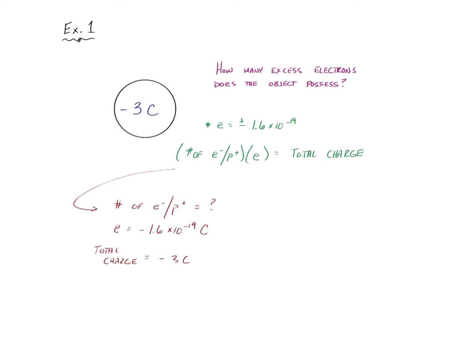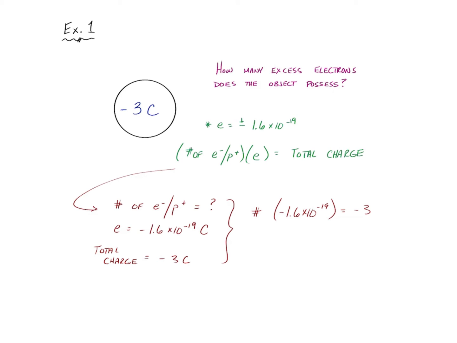So now I can list out what I'm given. I don't know the number of excess electrons or protons. That's what we're looking for. But I do know, as always, the elementary charge, which in this case we'll use as the negative 1.6 times 10 to the -19th, since it has more electrons, and the total charge on the object is -3. So I can plug all that in. We don't know what the number is, but we know that the elementary charge is the negative version of the 1.6, and the total charge on this object is -3.